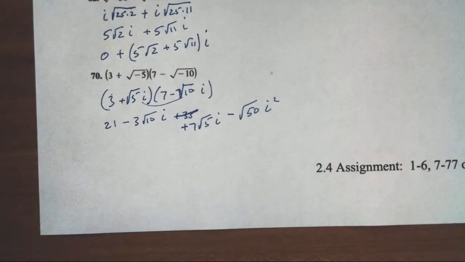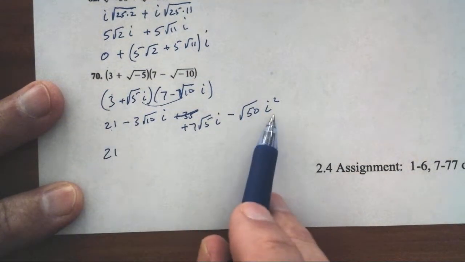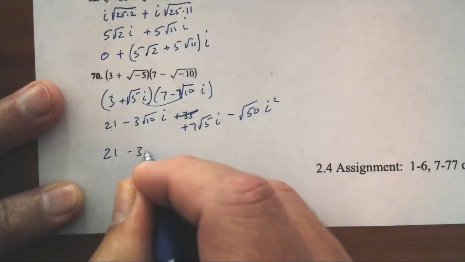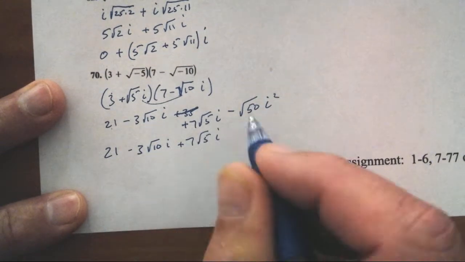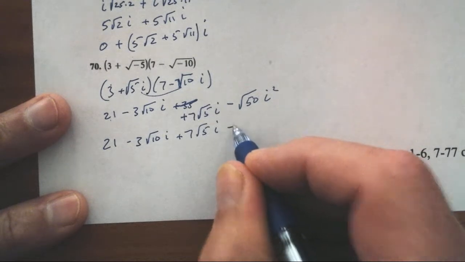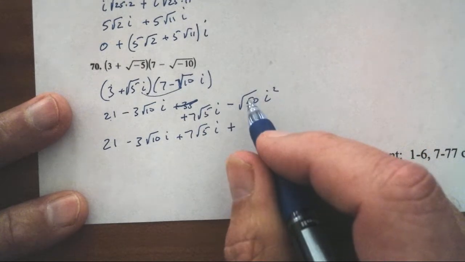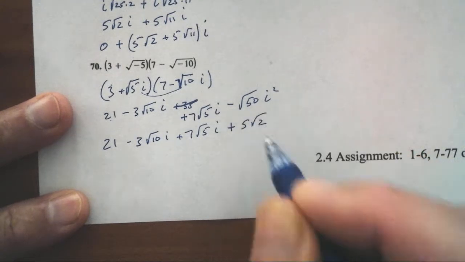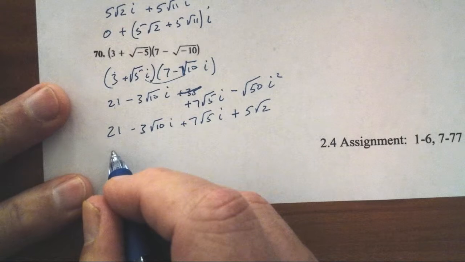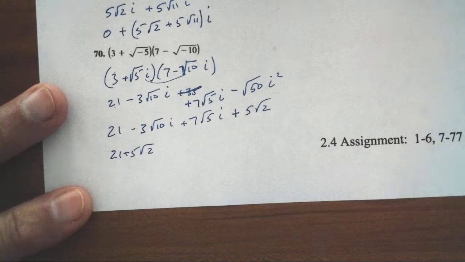Okay, we got some cleaning up to do here. So I've got a 21. That's real. This minus root 50 i squared, I think I'll clean that up first. Minus 3 root 10i plus 7 root 5 with an i. This would be minus, but i squared is negative 1, so plus, and square root of 50, just like we saw up in number 62, is square root of 25 times 2, or 5 root 2. So if I group my real parts, I've got 21 plus 5 root 2. There's my real part first.